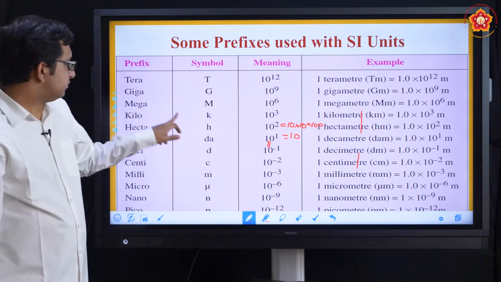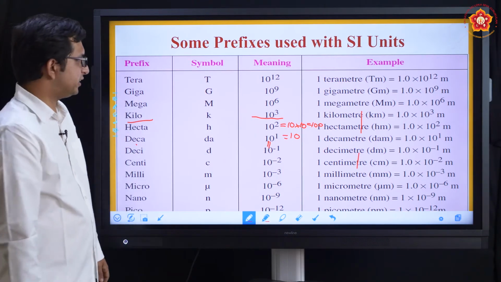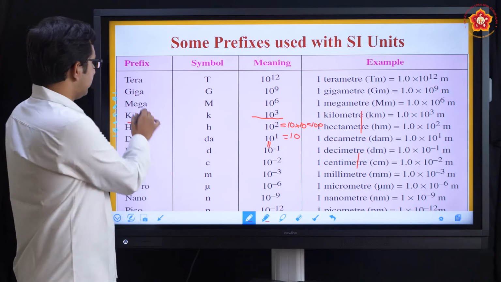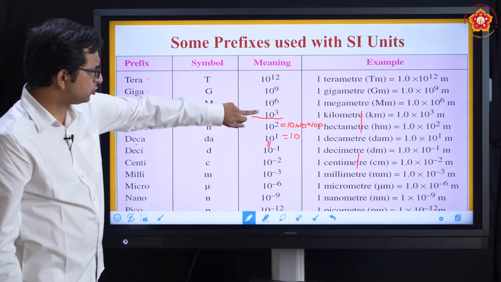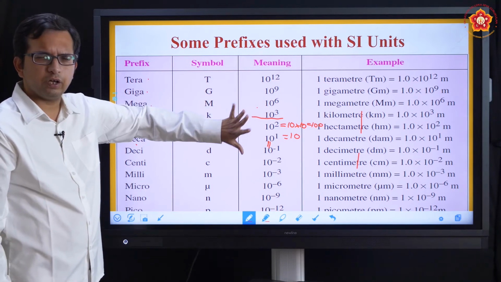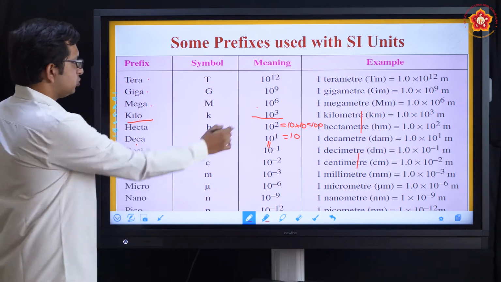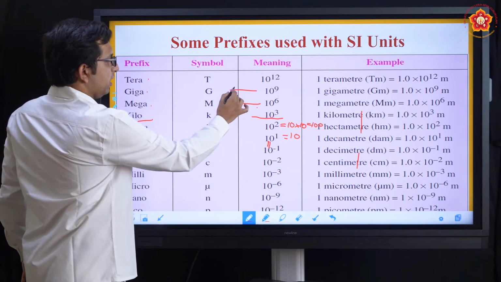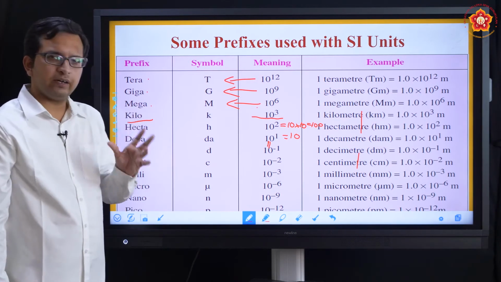Hecta. Then we have kilo. Now this is something that we are very much aware of, kilometer as such. You also have other units, for example mega, giga and tera. No doubt there are other factors also, 10 raised to 4, 10 raised to 5 and all, but generally these are given special names. So 10 raised to 6 is called as mega, giga and tera. So these things have to be known to you and should be clear to you.